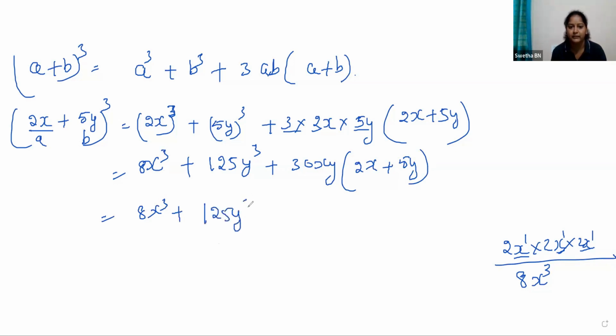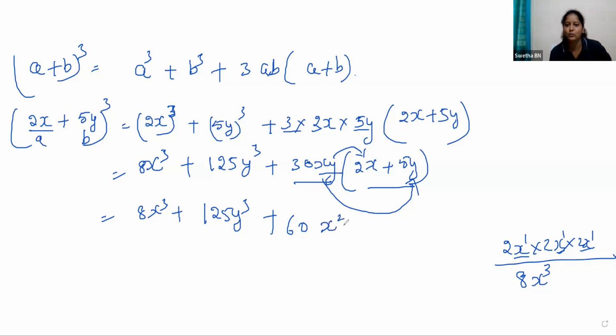One 125 y cube. Now we have 30xy here into 2x plus 5y. So you should multiply both the terms. Whatever you have inside the bracket, 2x plus 5y, will be multiplied by 30xy. First multiply 2x and then 5y. So 30 into 2 is 60. What is xy into x? x into x is x square y, plus 30 into 5 is 150 xy into y.